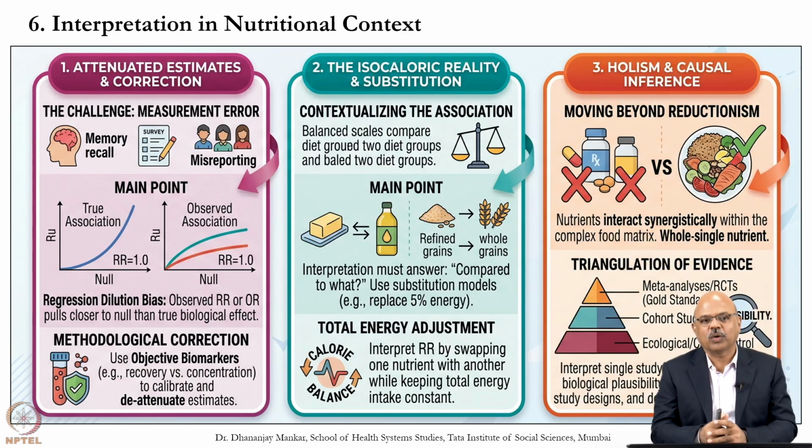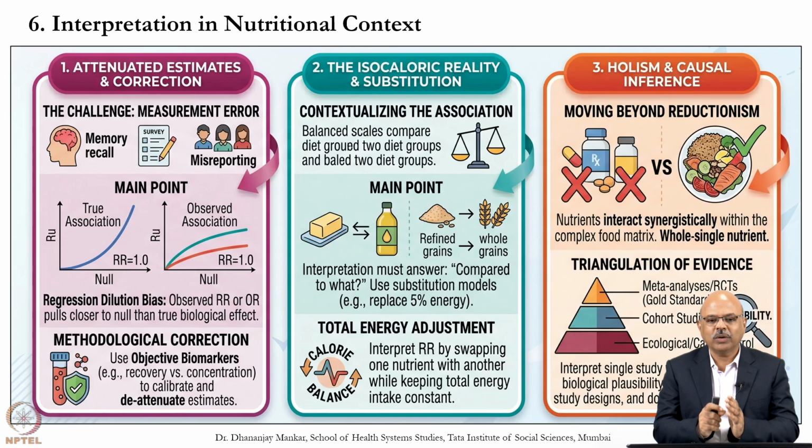Interpretation in nutritional context: if you have to take the attenuated estimates and correlation, the challenge is the measurement error, and the methodological correction is objective biomarkers, for example recovery versus concentration, to calibrate and de-attenuate the estimates. The isocaloric reliability and substitution: contextualizing the association, where the balance scales compare the 2 diet groups.